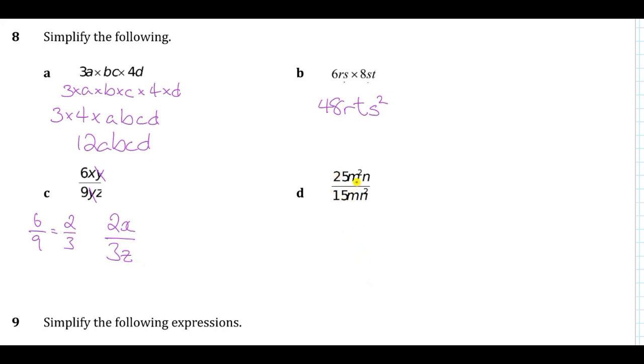Part D, on the top I have m, n, and on the bottom I have m, n, n. There's a squared term for the n, there's a squared term for the m. One of the n's will cancel each, and one of the m's will cancel each. This leaves me with m and n. 25 and 15 will cancel by 5. 5 5s are 25. 5 3s are 15. M is left on the top, n is left on the bottom.